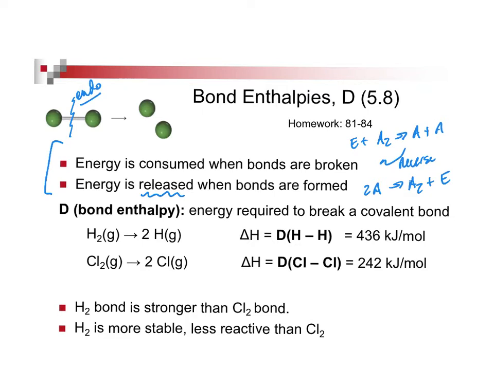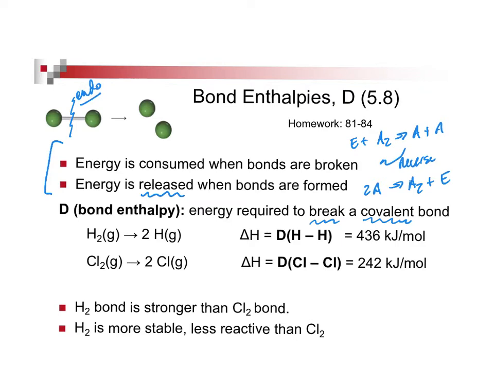Now, in this section, we talk about bond enthalpy symbolized by the letter D. And it is defined as the energy that's required to break a covalent bond. I realize covalent bonds come in chapter 8. This is where this section used to be, but someone decided to put it into chapter 5. So let's talk about hydrogen.